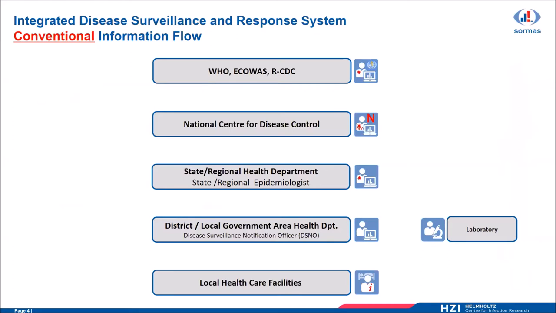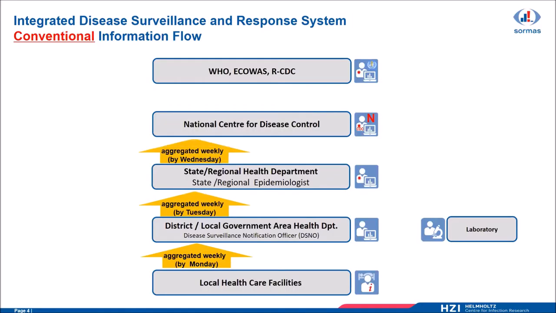In a typical example of what we call the integrated disease surveillance and response system, which is a strategy that is used in Africa for disease surveillance and response, this is a typical hierarchy that is used, data collection and reporting from a local health facility all the way to WHO. Now, the basic existing system works in such a way that information is collected weekly on a Monday and aggregated the next day to the district level and aggregated again by the next day to the state or regional level. And then at the end of the month, the national level gets its information aggregated.